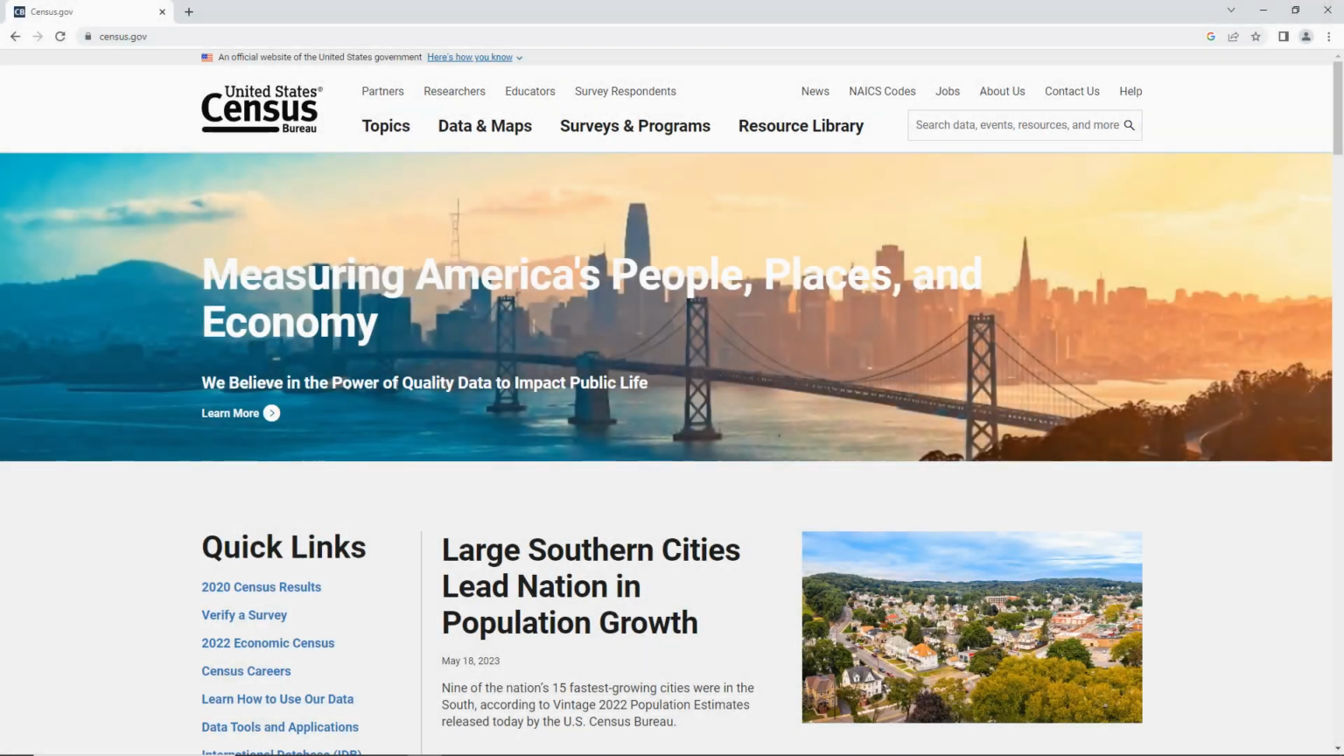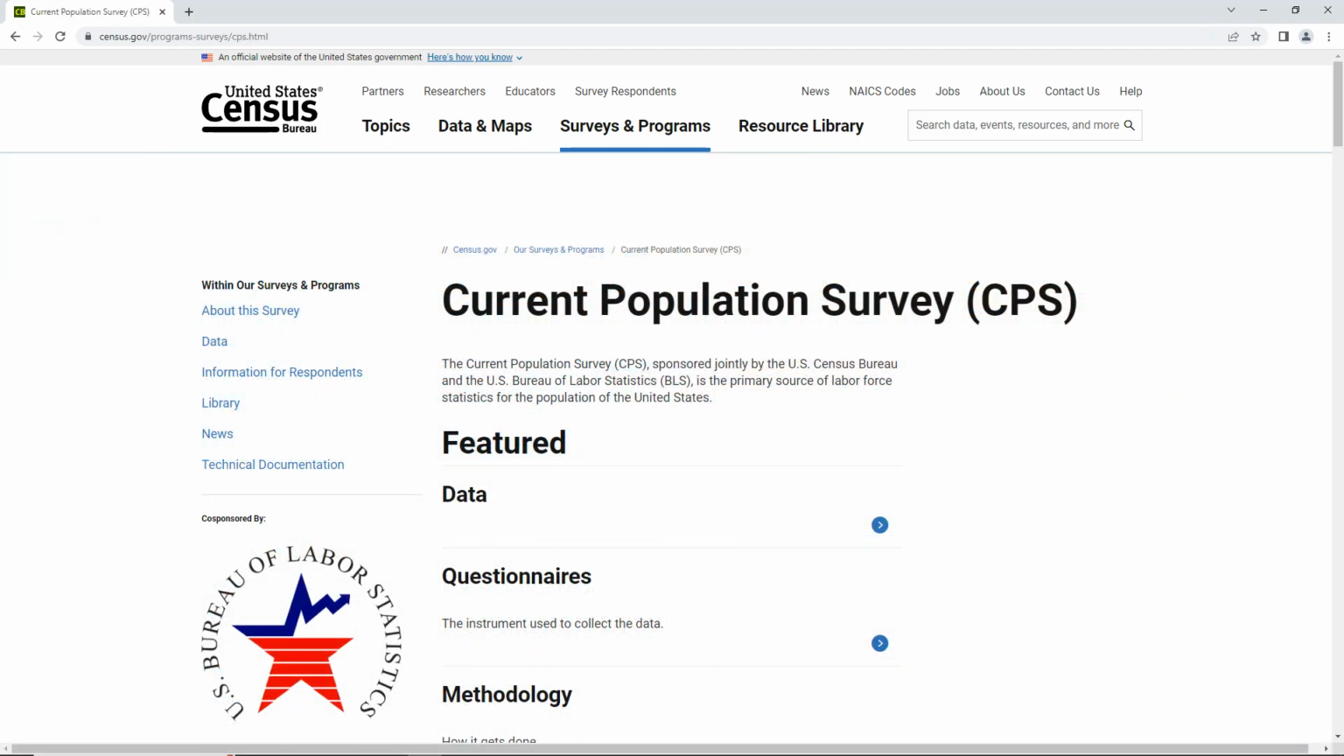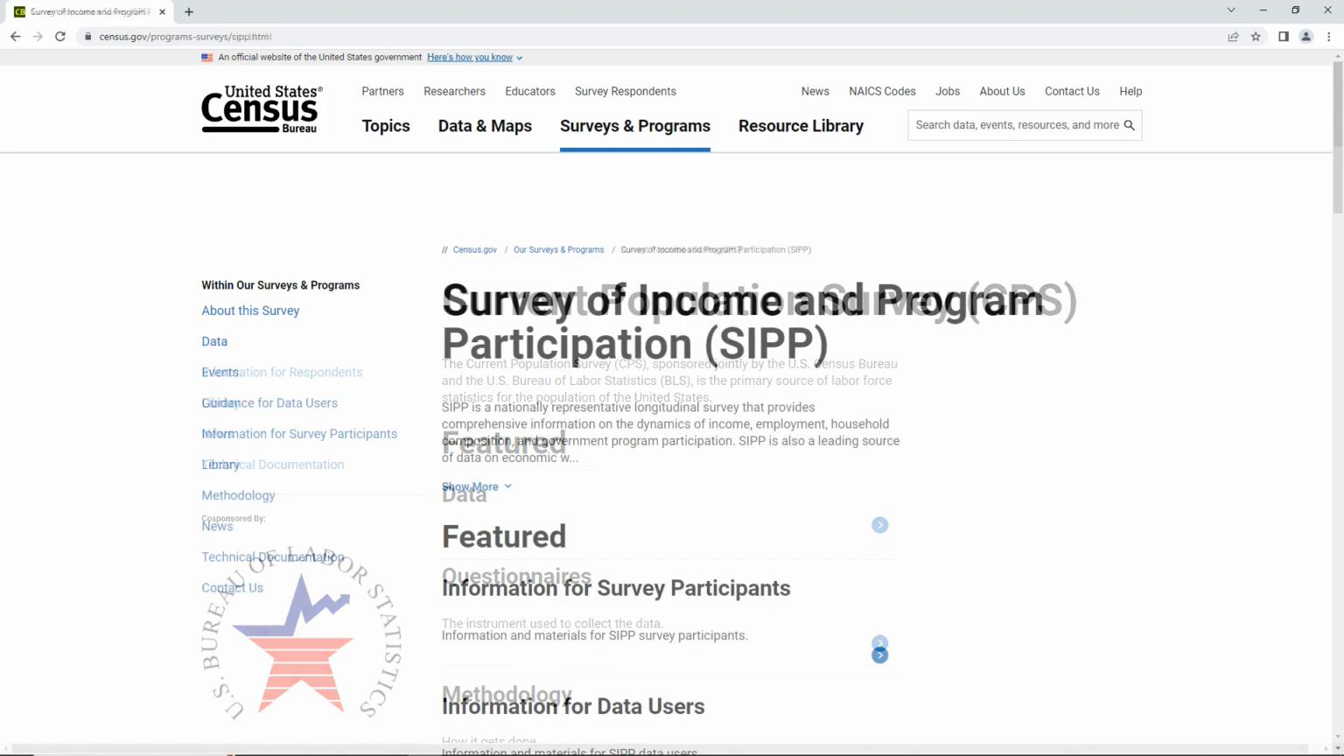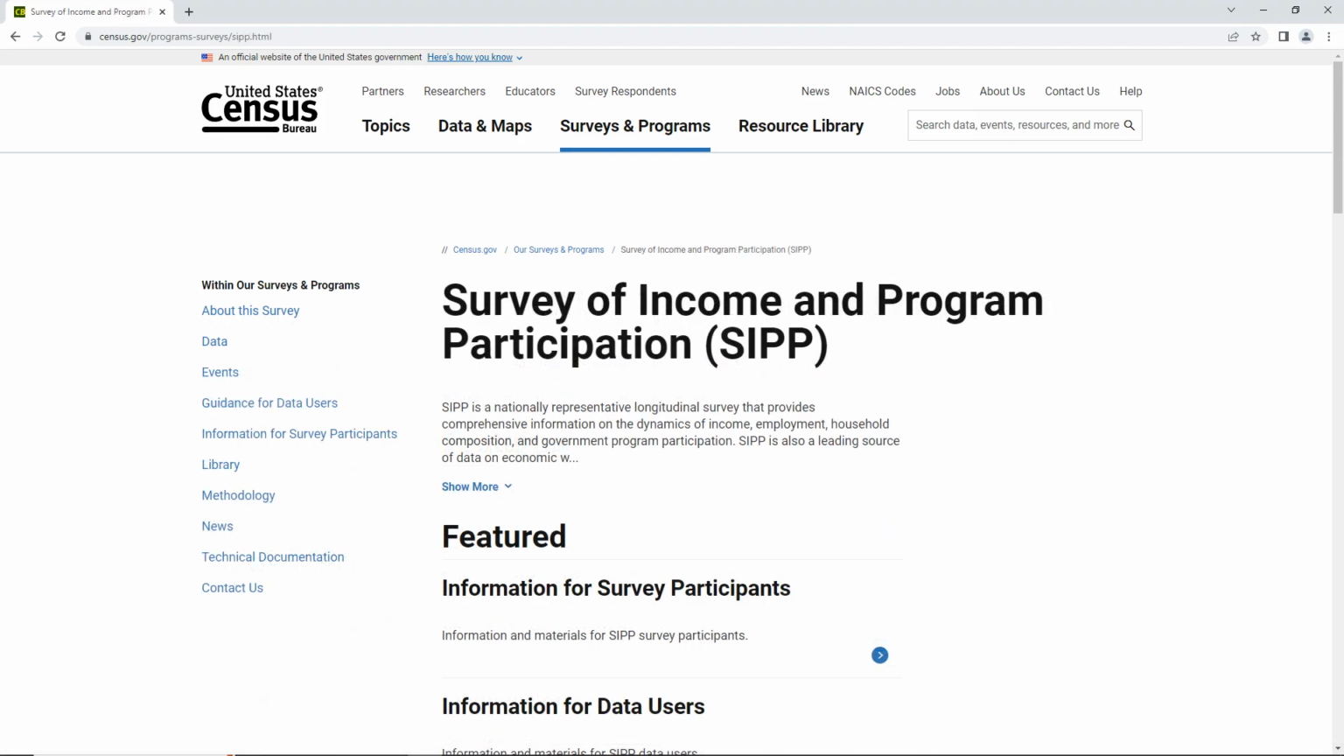First is the Census Bureau. The Census Bureau conducts a variety of surveys that gather information about different aspects of American society. One of these is the Current Population Survey, which involves about 60,000 households per year and is a source for data on income. The Survey of Income and Program Participation provides data on income as well as wealth.